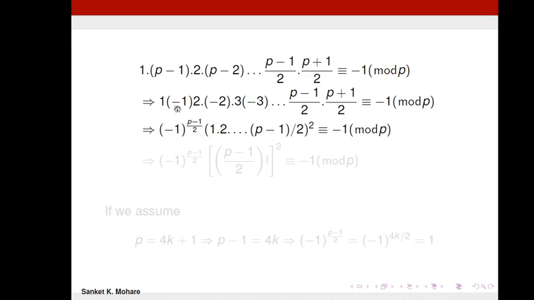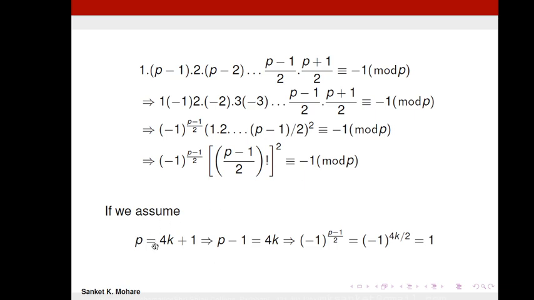How many times does the minus sign occur here? (p−1)/2 times the minus sign occurs. That's why (−1)^((p−1)/2) times (1·2···(p−1)/2) squared is congruent to −1 modulo p. But 1·2···(p−1)/2 is nothing but ((p−1)/2)!. So ((p−1)/2)! squared, into (−1)^((p−1)/2), is congruent to −1 modulo p.